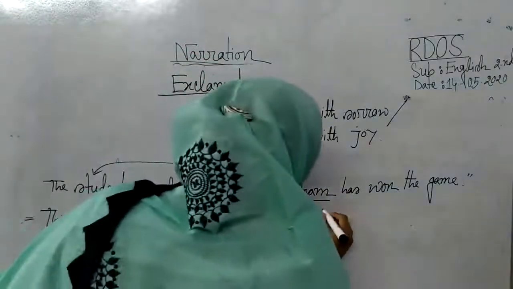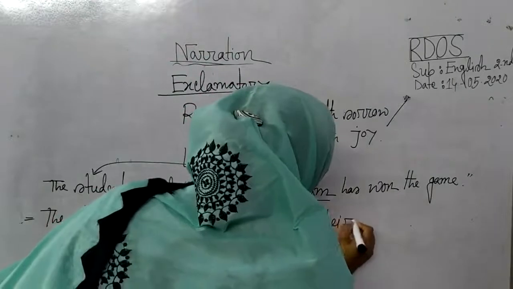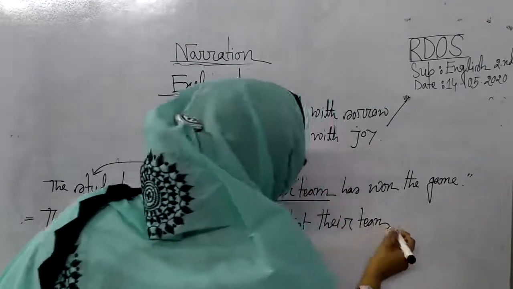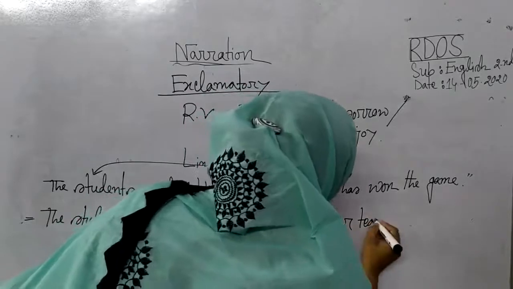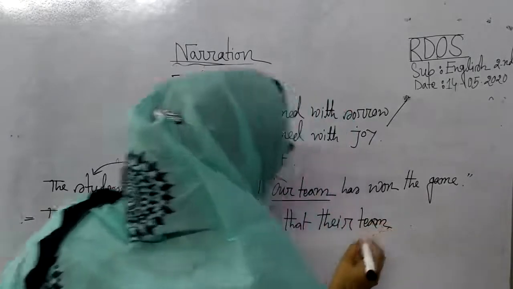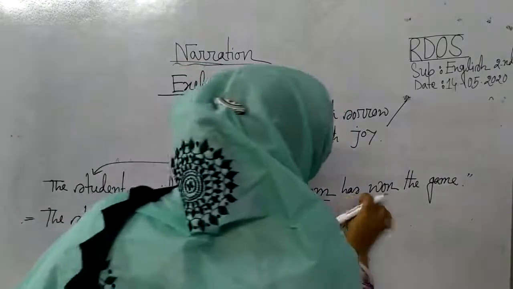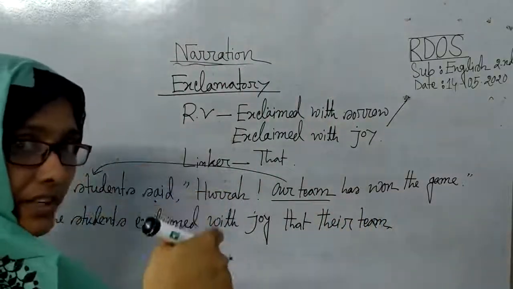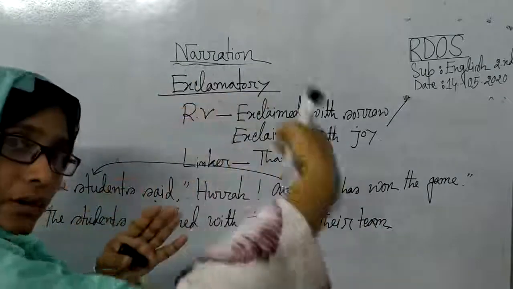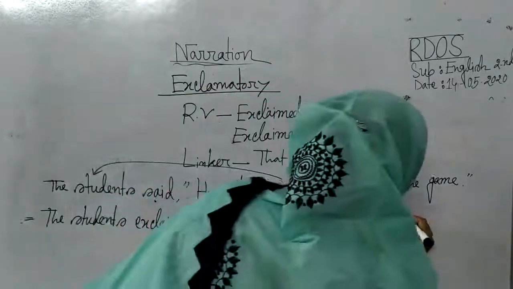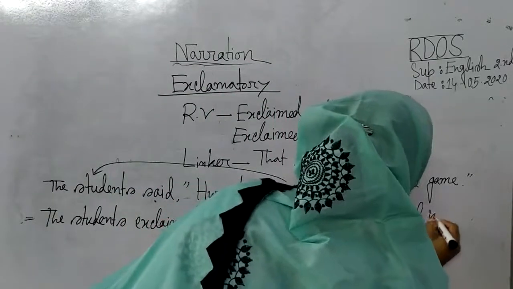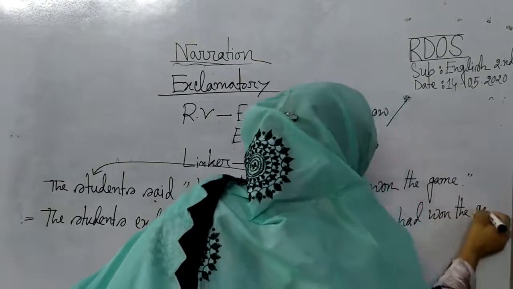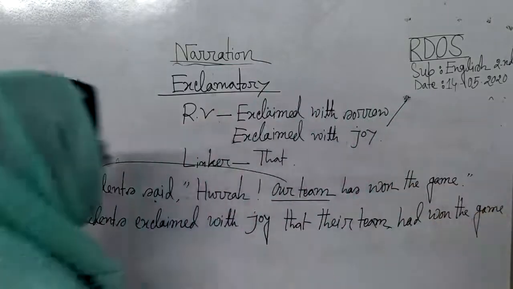Their team, sorry, their team has won. This is in present perfect. It will transform into past perfect. Then had won the game. Okay.